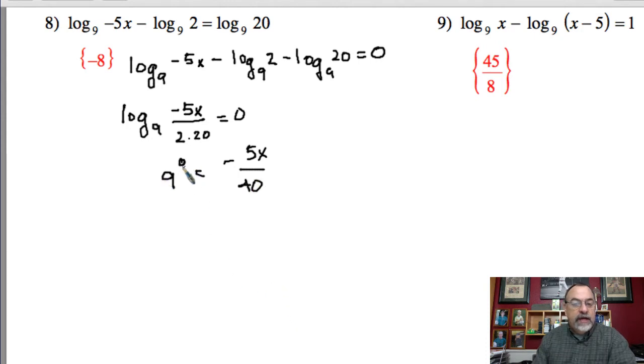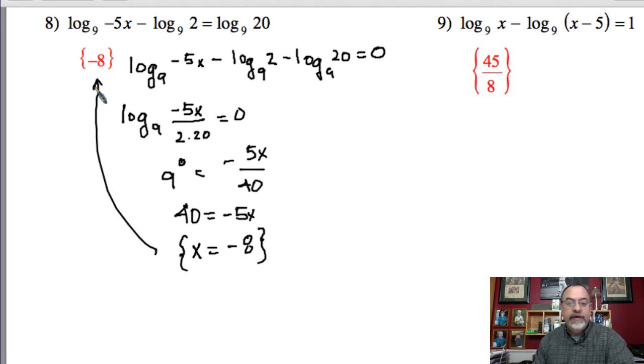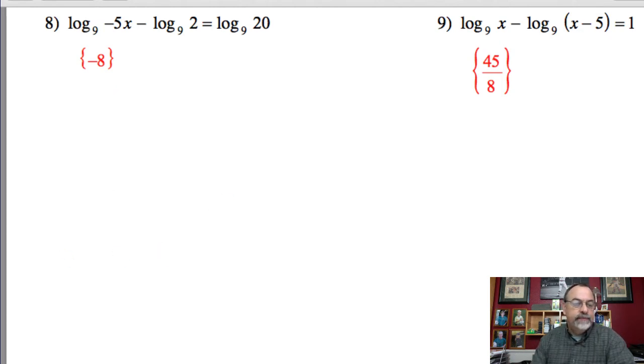Okay? Now, 9 to the 0 power is a 1. Okay, so we're going to multiply both sides by 40 in order to undo this division. So 40 times this 1 is going to be 40 is equal to negative 5x. So x is going to be equal to negative 8. Okay? And we have our answer. Okay, let's look at number 9.